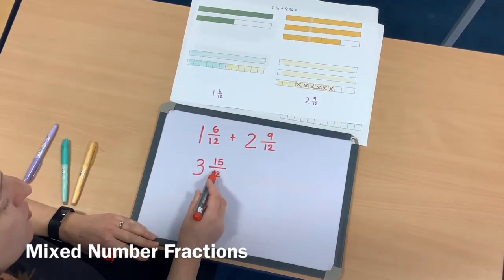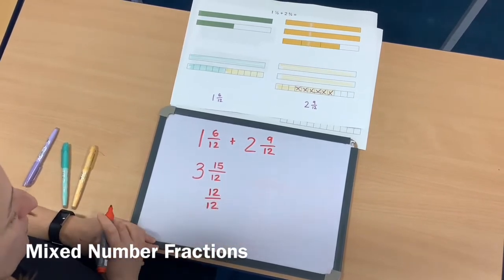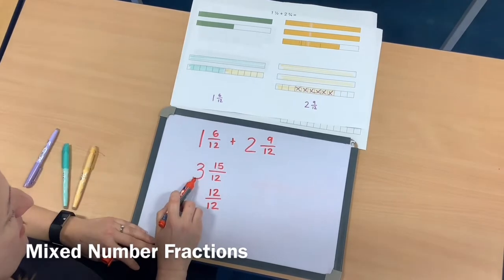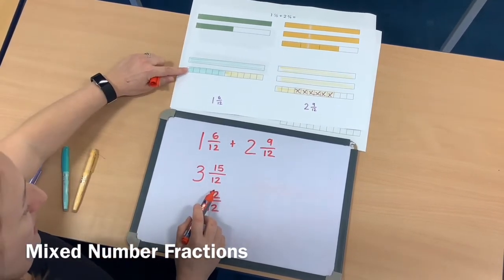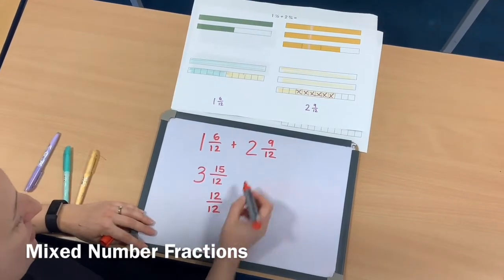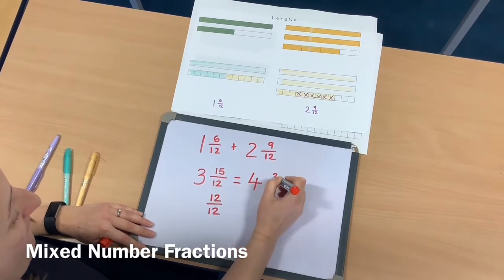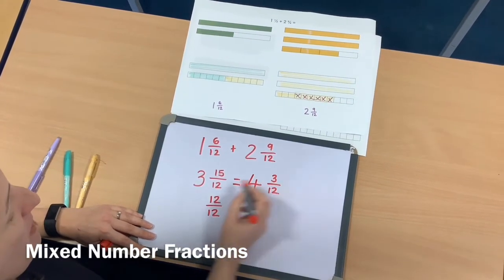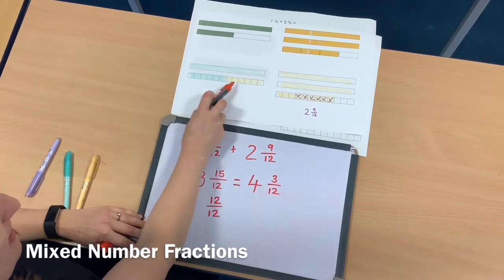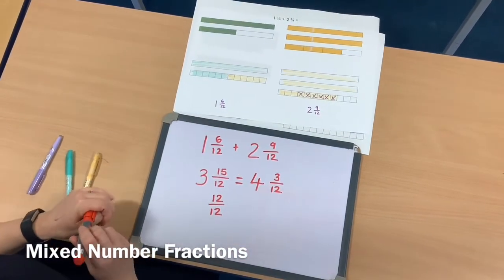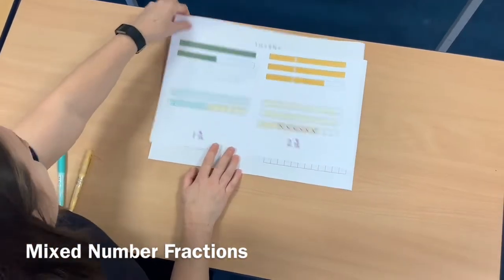Because if we were talking 12ths, 12 of those 12ths would be another whole one. So what we've actually got here is 3 whole ones, another whole one, that's this one here, and 3/12 left. So 3 and 15/12 is the same as 4 and 3/12, because 12 of those 12ths have made an extra one, which you can see here from the visual. Okay, so moving on to the subtraction, same concept as before.